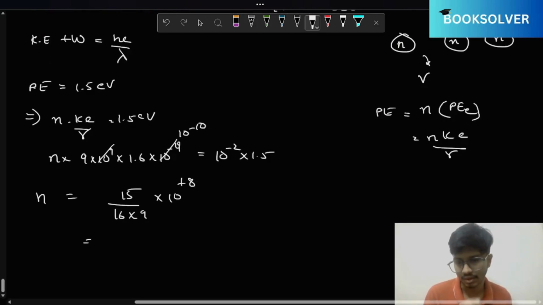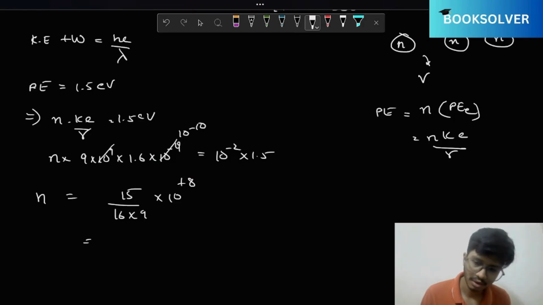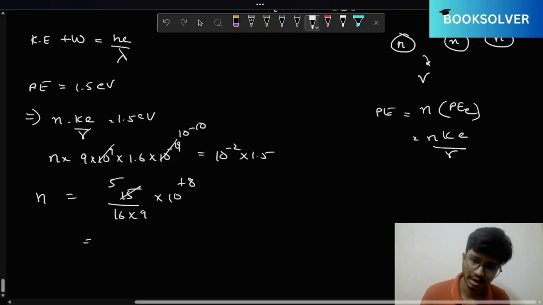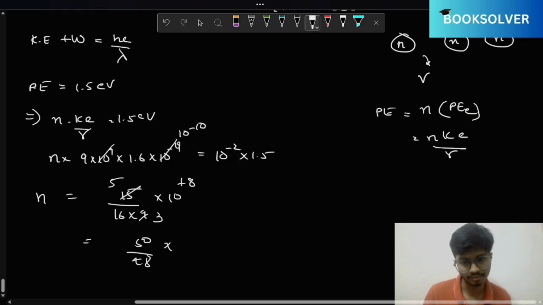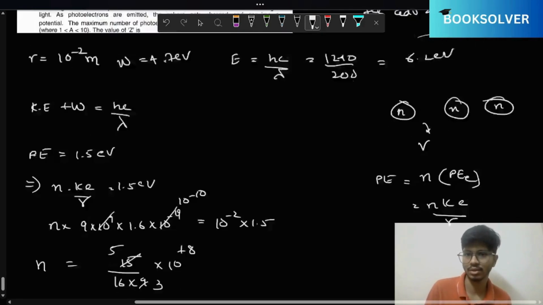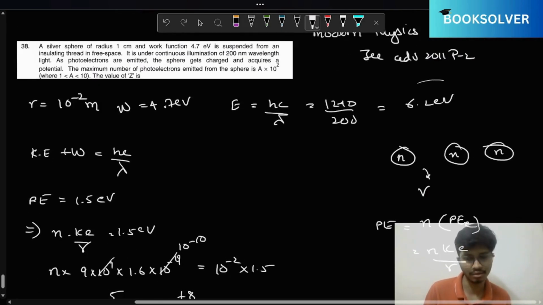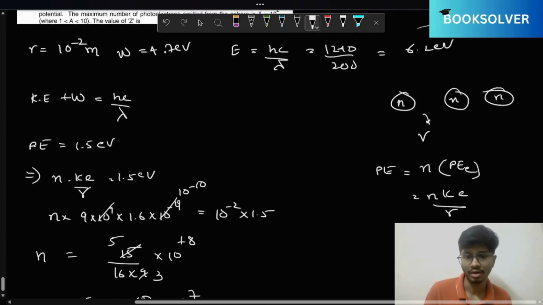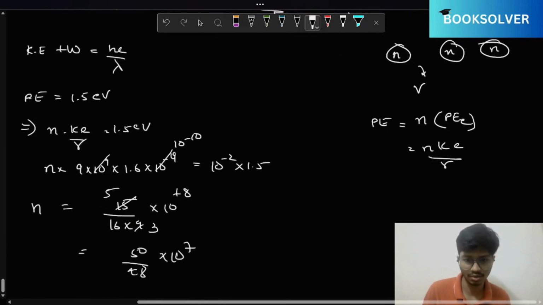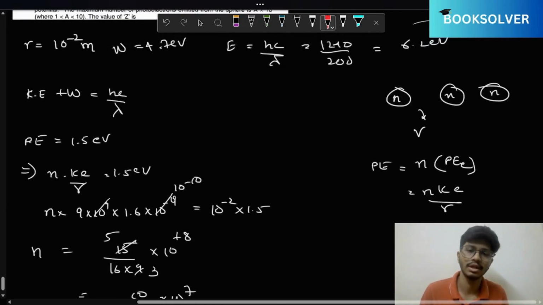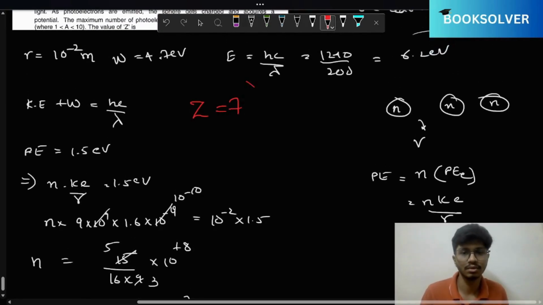Okay, so if we look at it, it goes 5 times and it goes 3 times. 50 by 40, it is greater than 1 and less than 10, right? So it lies between the values we need it to lie in, and that is when z is equal to 7. So the value of z comes out to be equal to 7.